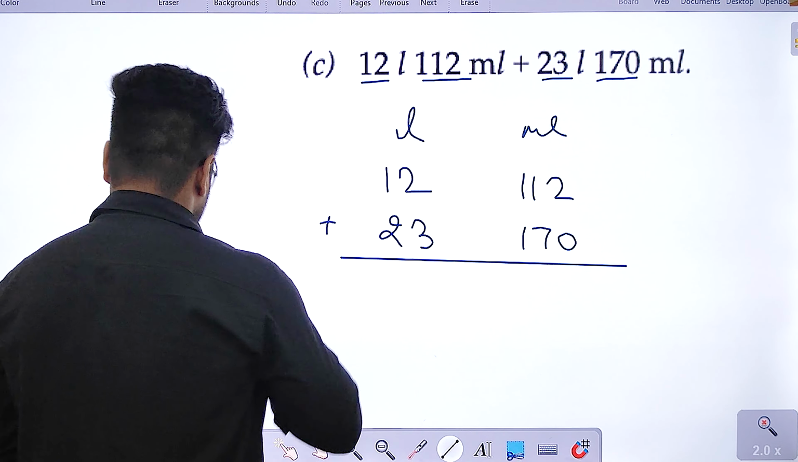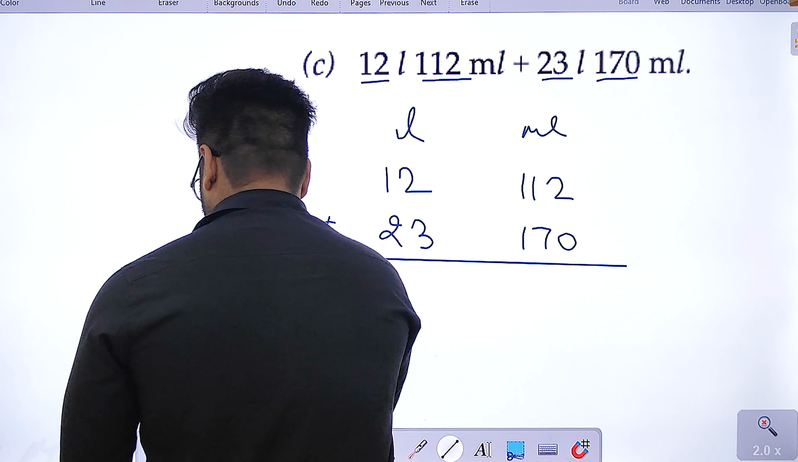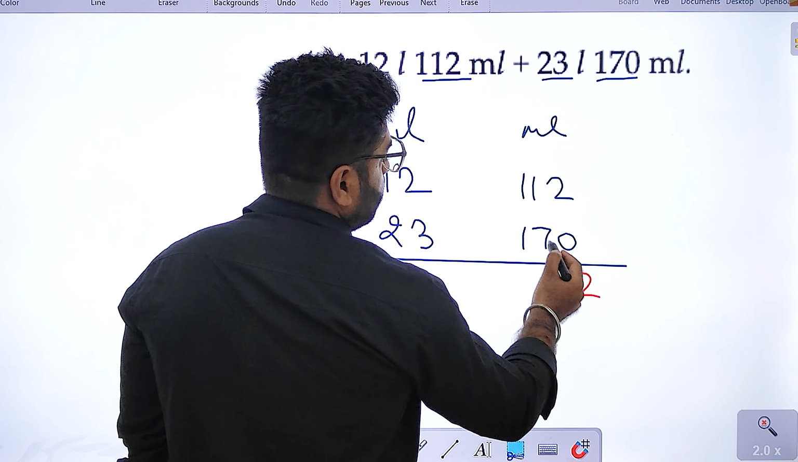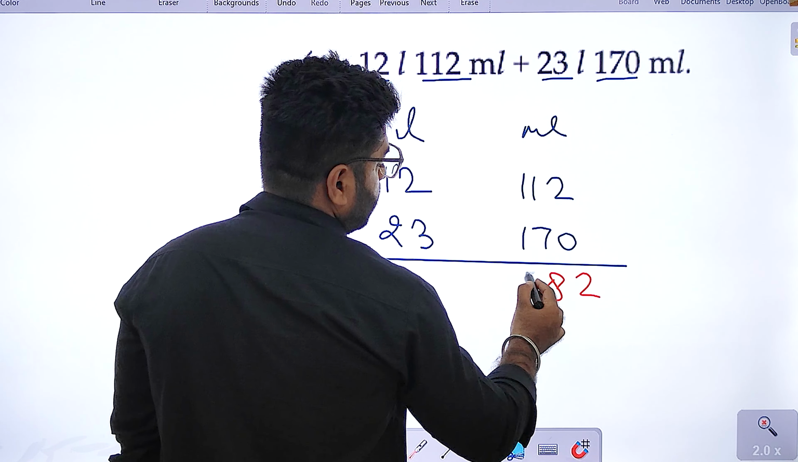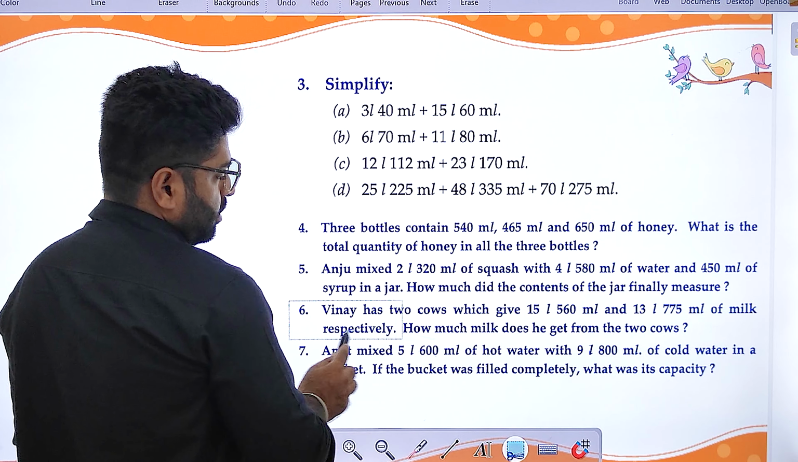So this is 2 plus 0 is 2. This is 7 plus 1, this is 8. 1 plus 1 is 2. 3 plus 2 is 5 and 2 plus 1 is 3. Clear? So this is our answer. Now we are having some word problem type questions. Let's pick question number 6.